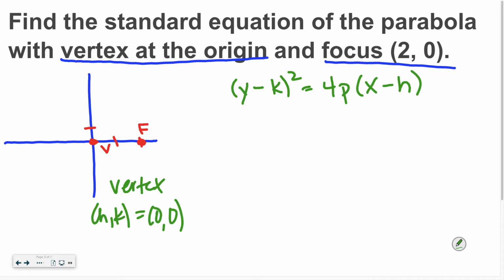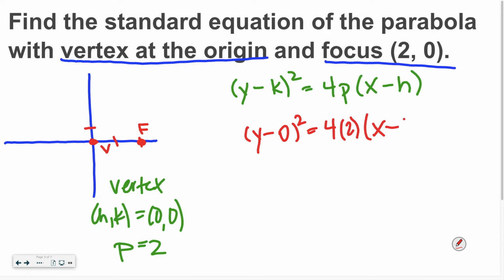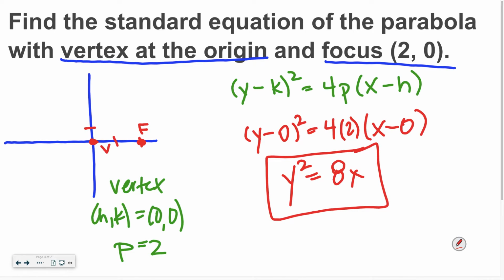Okay. Do we know the value of p? Yes. Okay, what is the value of p? 2. Positive 2 or negative 2? Positive. Positive 2 because this is opening to the right. So what we have is y minus 0 squared equals 4 times 2 times x minus 0. And we're not going to write it like that. Y squared equals 8x. And that's it. Not bad, right?